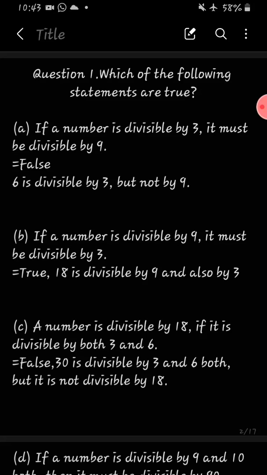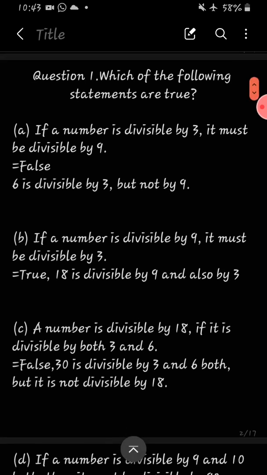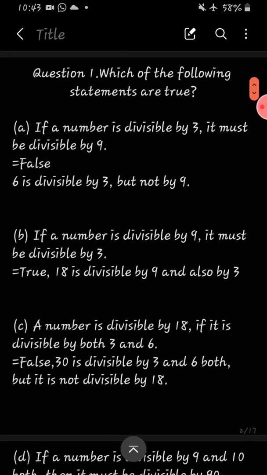A: If a number is divisible by 3, it must be divisible by 9. It is false, because, for example, 6 is divisible by 3, that means 3 into 2 is equal to 6, but 6 is not divisible by 9. So it is false.